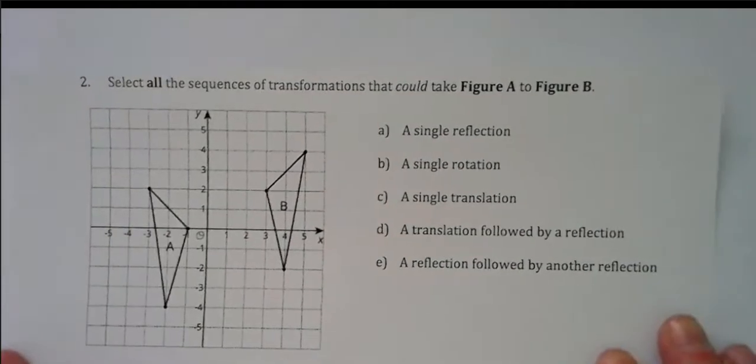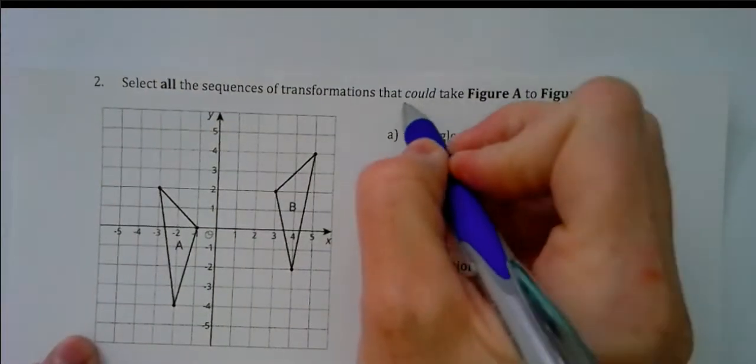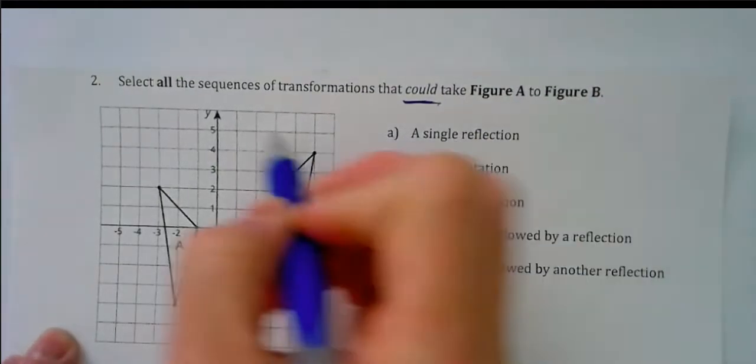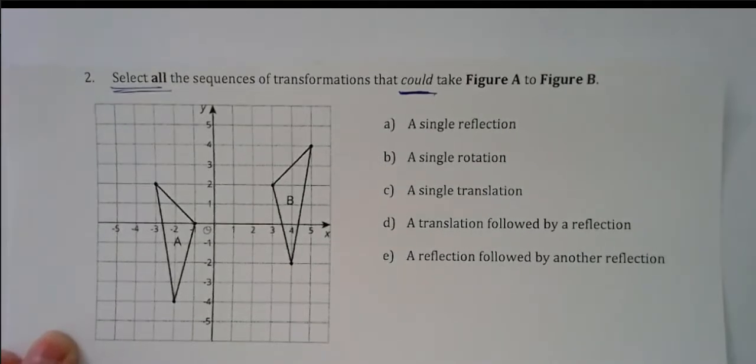Okay, so for number two, select all sequences of transformations that could take figure A to figure B. So that could be select all. Okay, so there may be more than one answer here, so keep that in mind as you work.